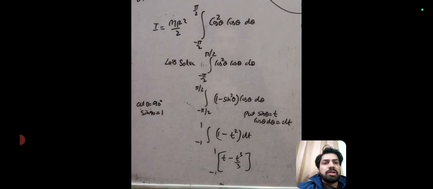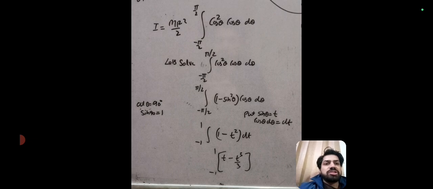And now we will place this value in our formula, and then we will integrate. After placing the value, you will get the equation like this: m by 2 r square cos cube theta. Now m is constant, capital R is constant, 2 is constant, and this can be taken out from the integration. And now you will have to integrate cos cube theta. To integrate cos cube theta, we will use the substitution method. You should be familiar with the substitution method.